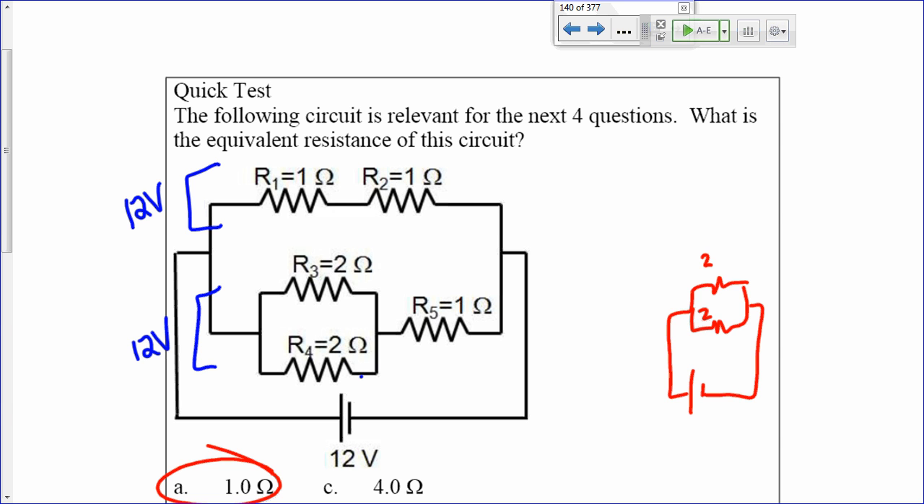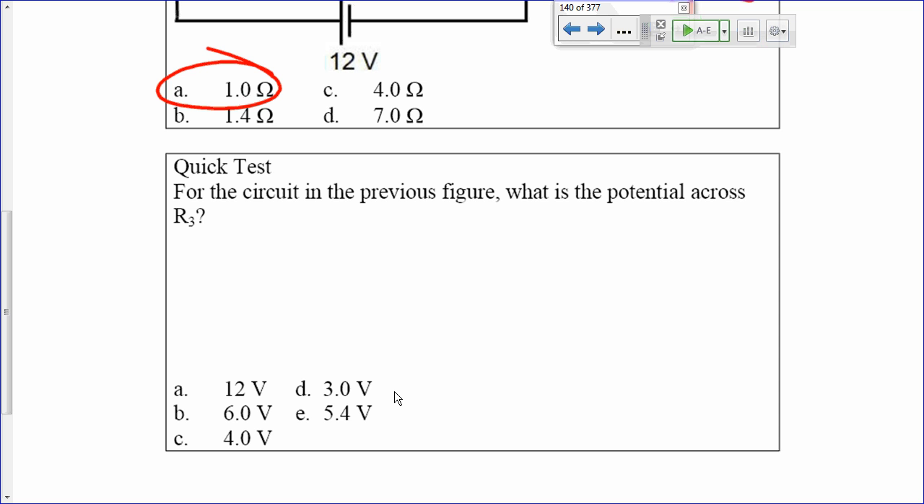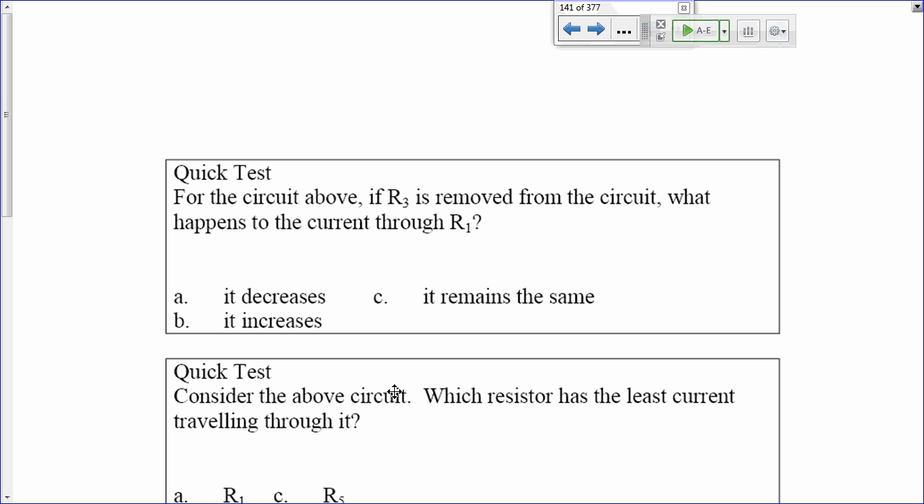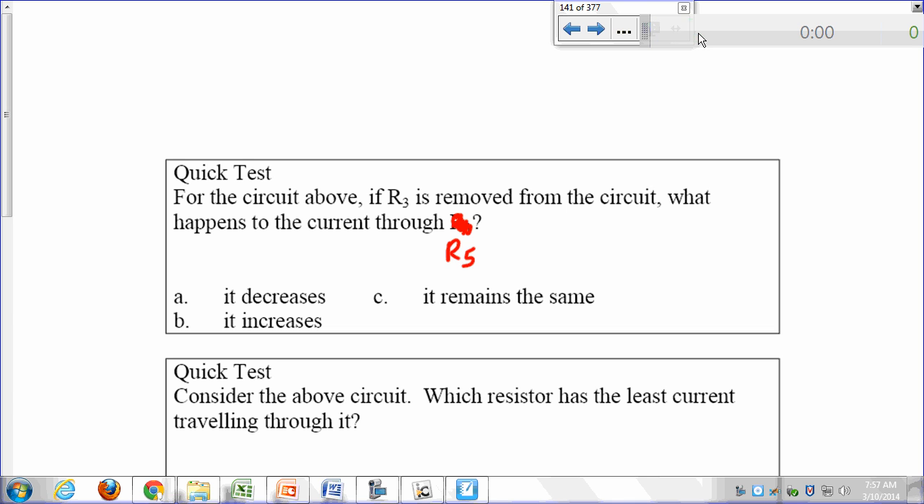Well, let's ask another question. Let's say I remove R3. How does that affect the current through R5? Let's try that one. So I remove R3 from the circuit. How does that affect the current through R5?